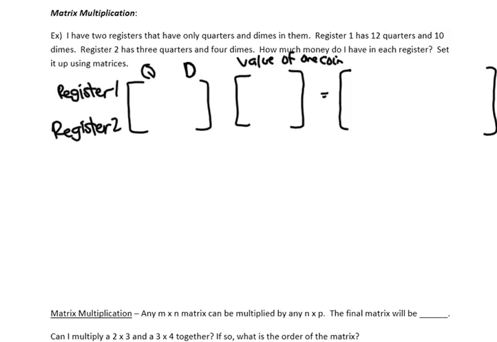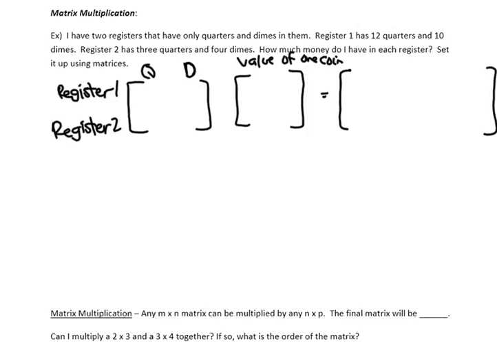In this video, we're going to talk about matrix multiplication. All right, let's suppose we're at a store. I have two registers that only have quarters and dimes in them. Register 1 has 12 quarters and 10 dimes. Register 2 has 3 quarters and 4 dimes. How much money do I have in each register?